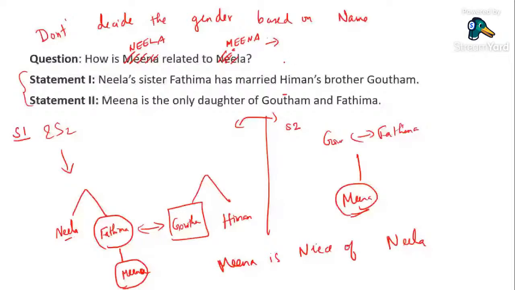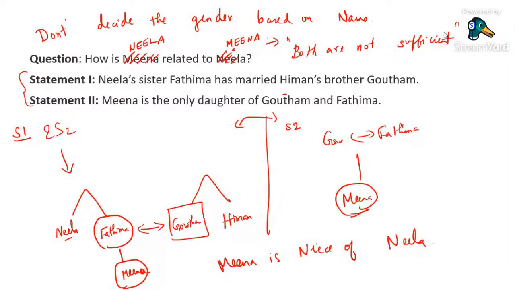The exact relation. Since I don't know the gender of Neela, this particular question cannot be answered even after combining. So if this is sufficient, previously both will change. This is what is not sufficient. What will many people do?